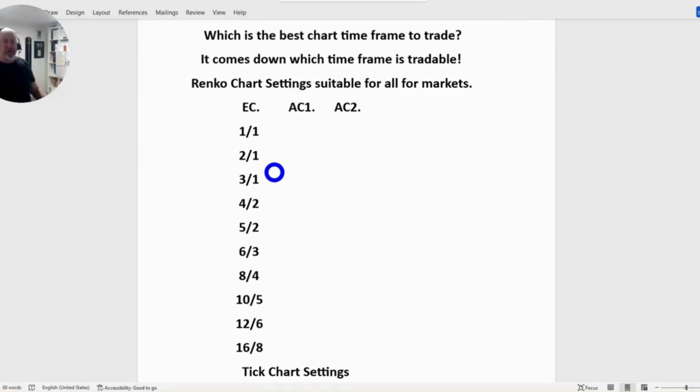Nasdaq's different because of the volatility, and I used to call it the nasty Nas. I now call it the nifty Nas, because it gives you a great trading range, but you just need to really get to know the personality.